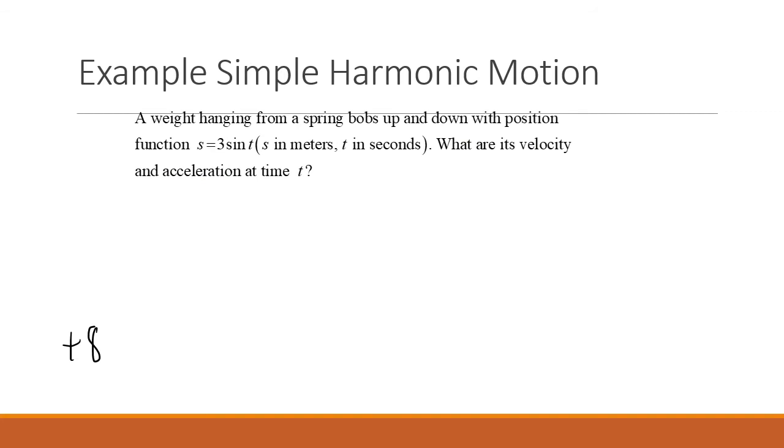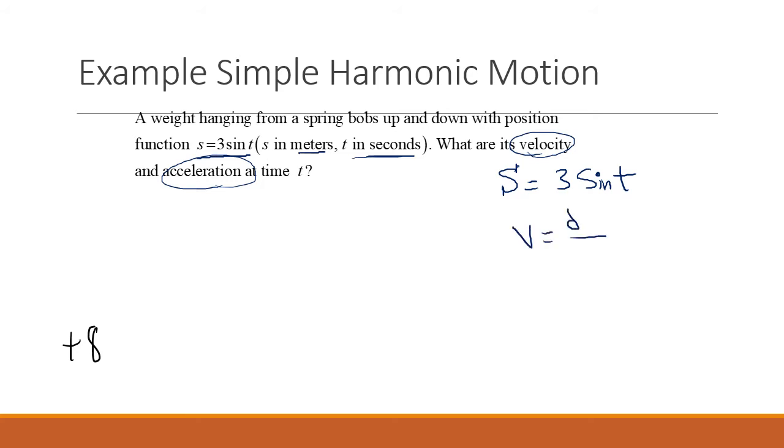Example for the simple harmonic motion. A weight hanging from a spring bobs up and down with a position function s equal to 3 sine t. We can define s here as the distance in meters and t as the time in seconds. So s is equal to 3 sine t. Find the velocity and the acceleration. To find the velocity and the acceleration from a given distance, the definition of velocity is the derivative of the distance with respect to time, and the definition of the acceleration, as we know, is the derivative of the velocity with respect to time.